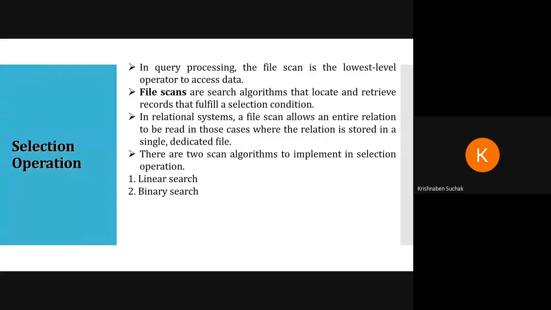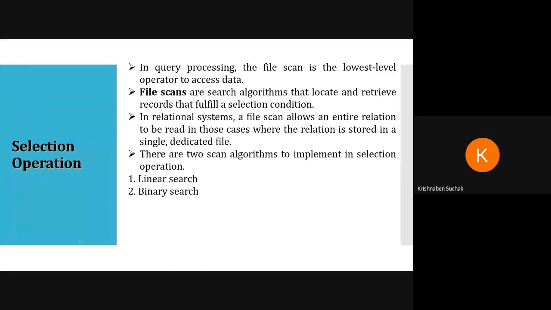In relational systems, a file scan allows an entire relation to be read in those cases where the relation is stored in a single dedicated file. So here in a relational system, where your different relations are stored in the database, file scan is going to allow the entire relation, meaning the whole table, to be read, in those cases where a single dedicated file is attached to it. For example, if there is one table in our database, the file scan will allow you to read whatever data you want to access. Because one table can match another table, right, that can be connected through foreign key, reference key. So it is allowing them.